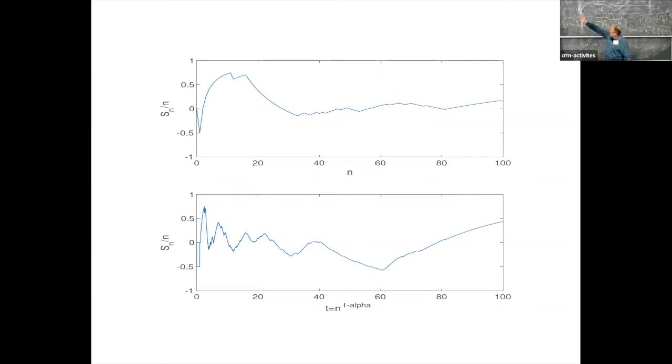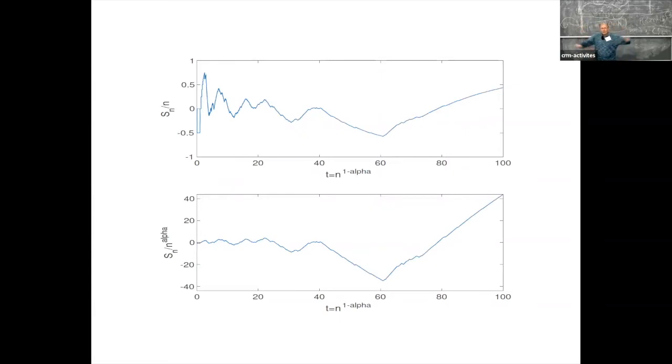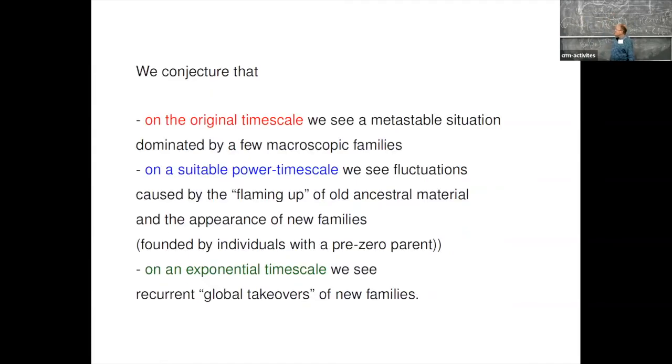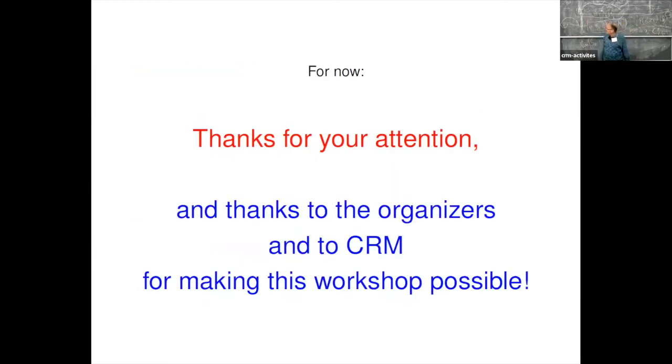And here are 3 scales. One is the ordinary scale when we do n versus Sn over n. One is we speed up time, and the third one is we also enlarge the space. And that would be one of these streams, which we even discussed yesterday at the Mont Royal. There could be 3 timescales at least. The original one, where we have something like a metastable situation, a Pólya thing, and then a power scale, where we see flaming up of old ancestral material and the appearance of new families. And finally, an exponential time scale where everything is renewed and we see global takeovers of new families. Well, that's all. Thanks for your attention, and thanks to the organizers and to the CRM for making this possible.